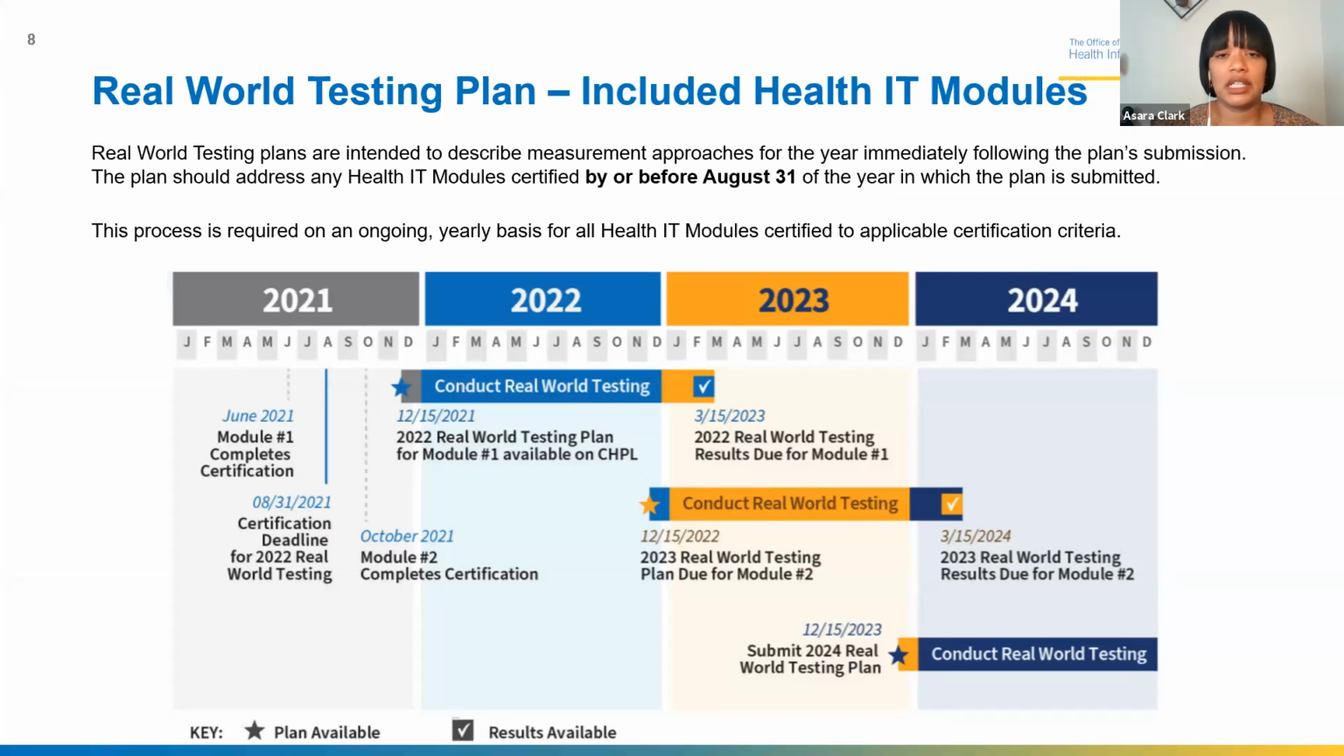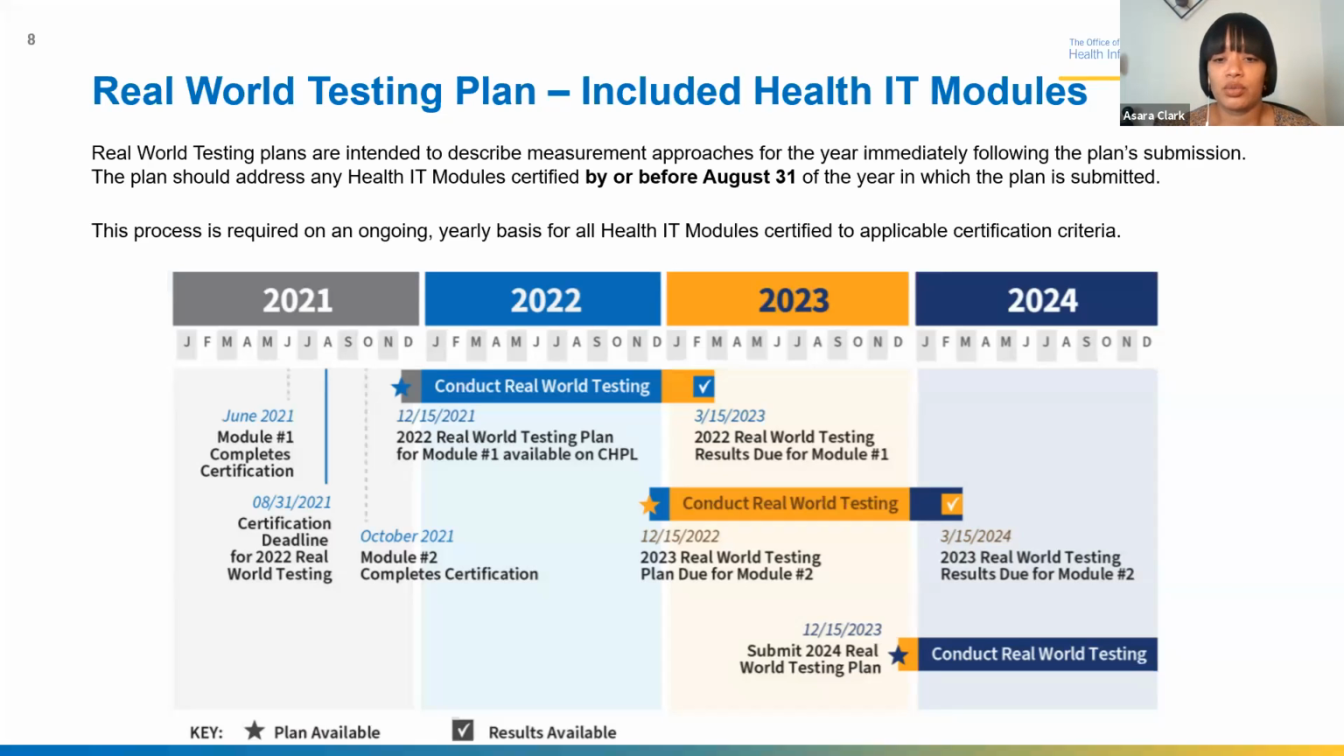All right, you're going to start to conduct real-world testing in 2022 of module number 1. Module number 2, which fell after the August 31st deadline, is going to be required to be included in the real-world testing plan for 2023, where you're going to have that be made publicly available on Chapel no later than December 15th of 2022. So module number 2 addressed in 2023's plan. Module number 1, which fell before the deadline, is going to be addressed in 2022 plan.